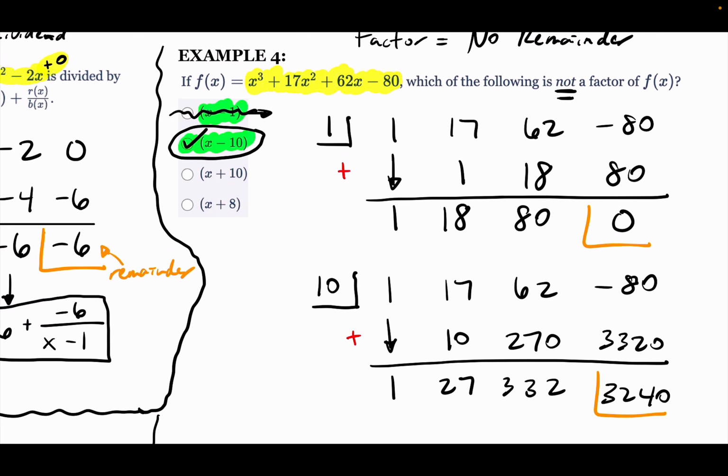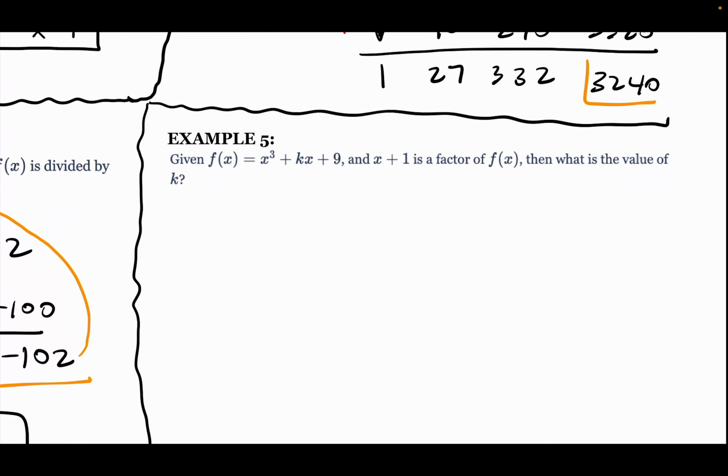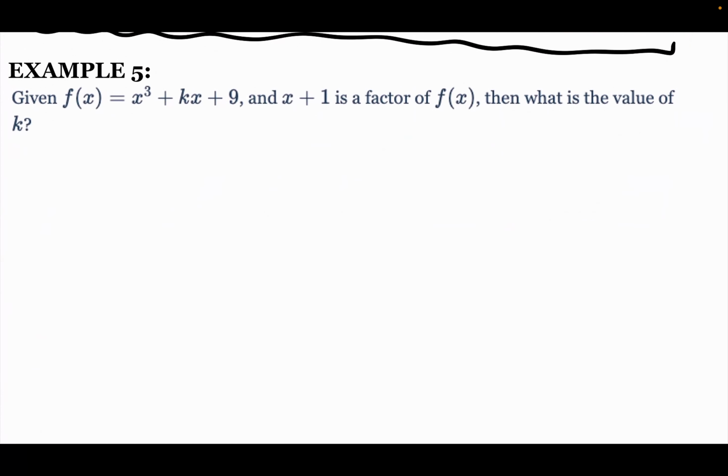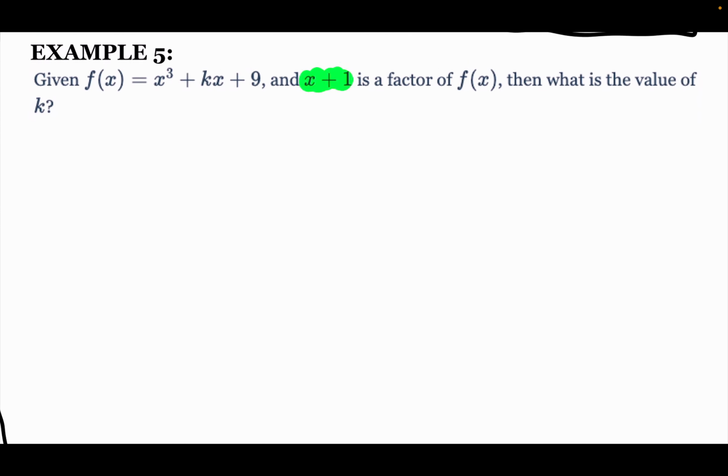All right. All right, one more, we're done. So this one now changes it. It says, hey, this is a factor. So x plus 1 is a factor. That means we're going to have a remainder of 0. We know we're going to have a remainder of 0, right? So if I divide the green into the yellow, I'm going to get a remainder of 0. That's what they said. Has to be true.